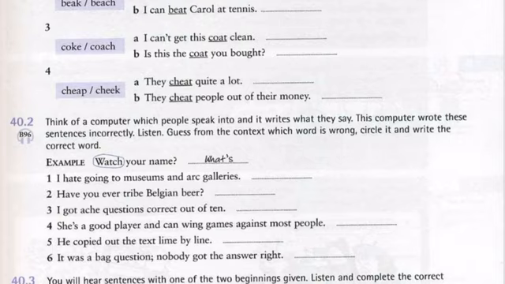Number 4. They cheat quite a lot. "Cheek," the T will turn into K because of the K sound in quite. They cheat people out of their money. "Cheap," the P sound will turn the T into P. "Cheap people." So cheap in the second one, cheek in the first one.